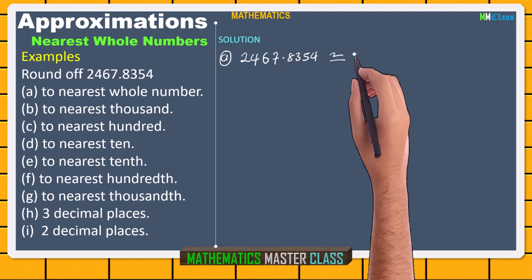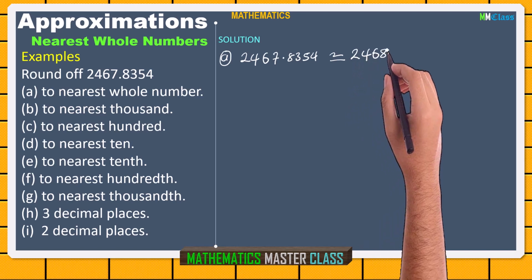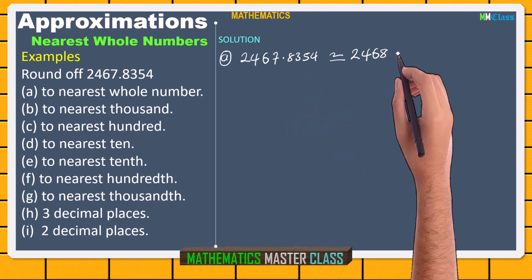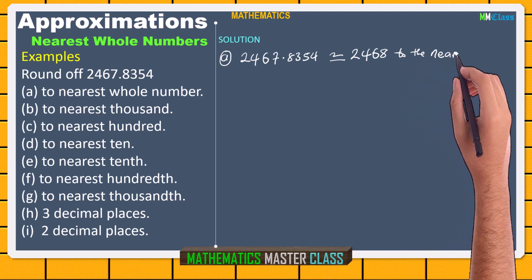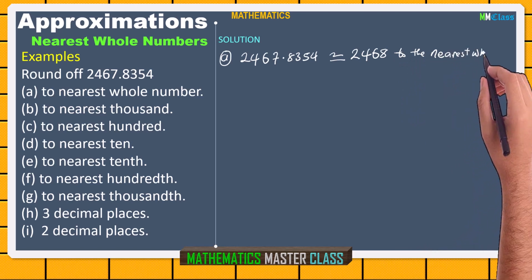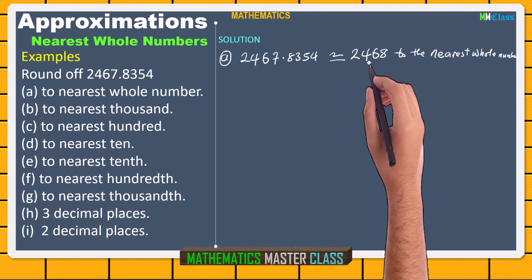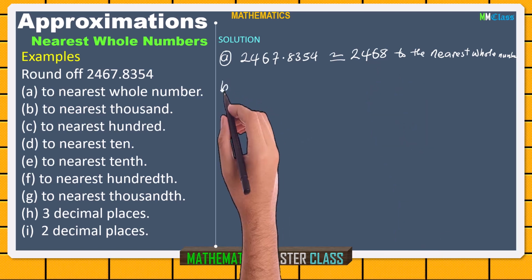So to the nearest whole number, we are going to have this number as 2468. So every other number here will become 0. This is to the nearest whole number. So we have approximated this number to the nearest whole number, and the new number we have is 2468. Now let's consider the B part.